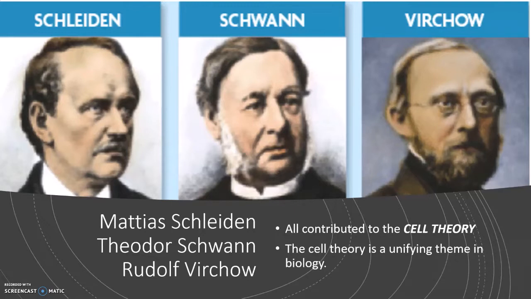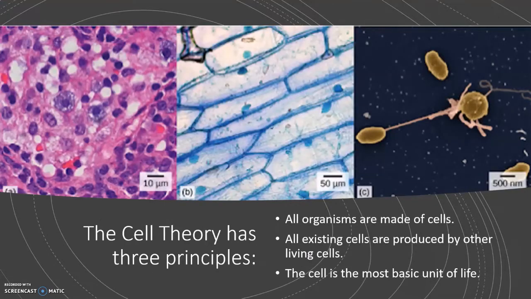And they each studied different kinds of cells, but part of science is to share what you have learned with your colleagues. And so in sharing what they have learned, they were able to come up with the cell theory that is really a unifying theme in biology. This is a fundamental way of understanding living things throughout all of biology. So let's look at that cell theory in more detail.